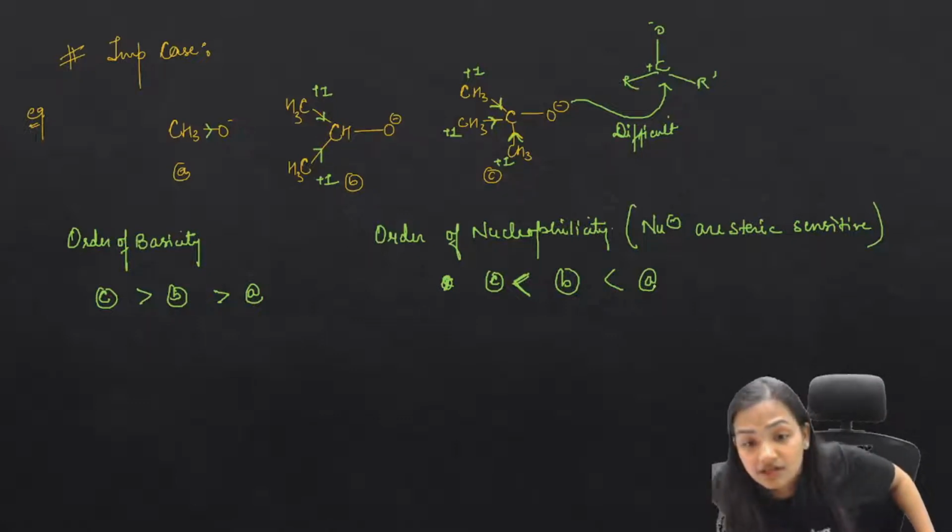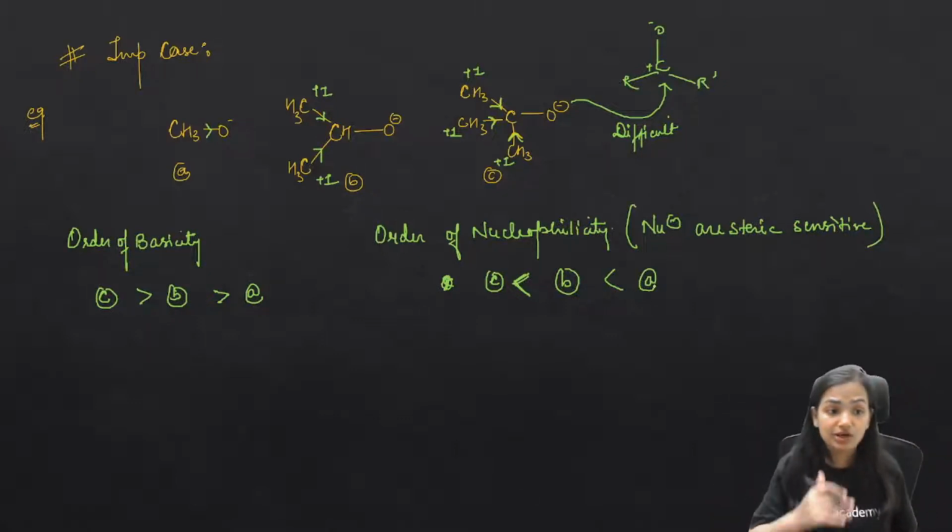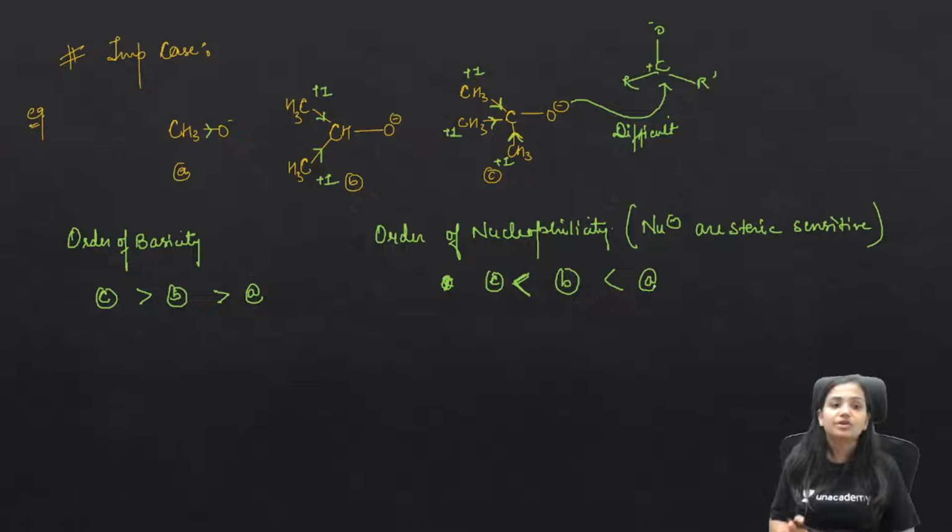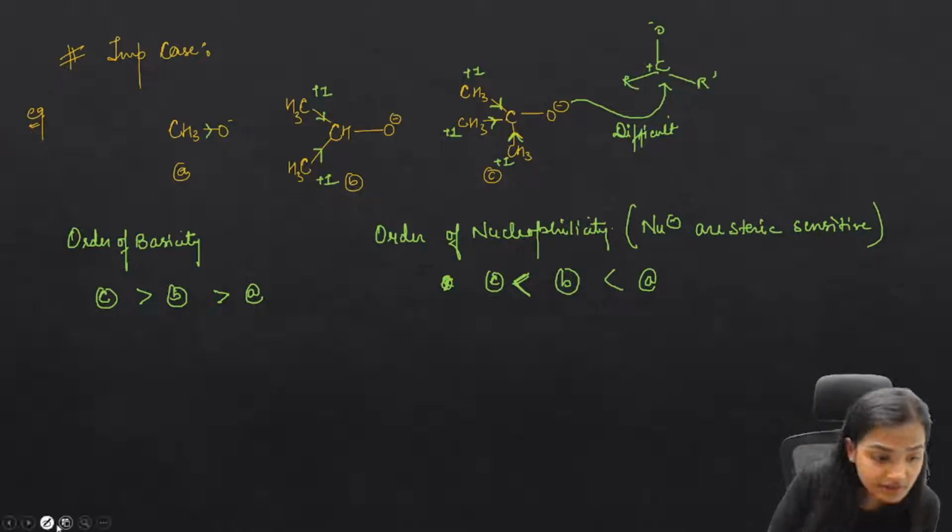Are you getting it? So why did the order get reversed? Absolutely, A is going to be a better nucleophile, because there is no bulkiness. It will be very easy for this methoxide ion to attack, and that's how ether formation occurs. So here the order gets reversed. Please mark it. This is a very, very important case.